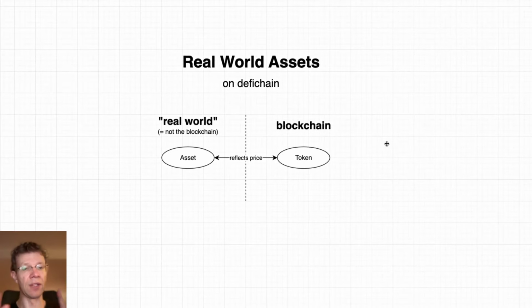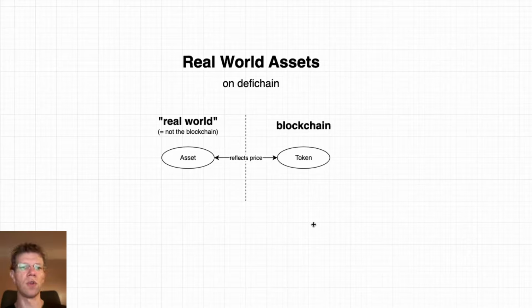In the end, I'm talking about real world assets on blockchain. So not real world assets in the real world. But what we talk about is, if you have an asset, something in the real world, which is not on the blockchain, and you want to represent that on the blockchain. There are basically two ways of doing that.